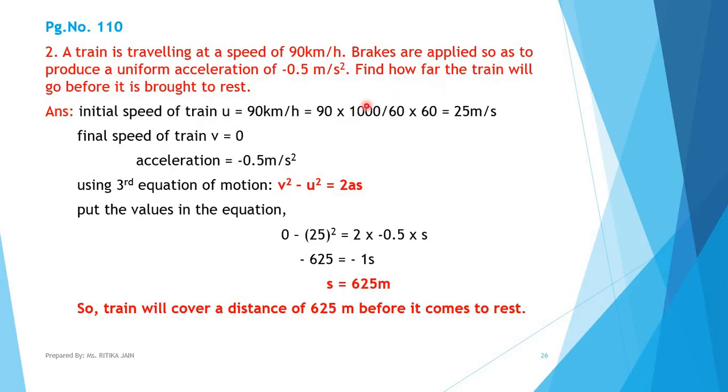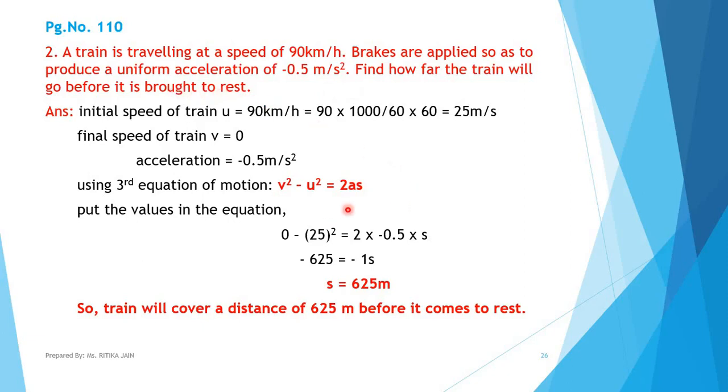Find how far the train will go before it is brought to rest. So this is the hidden meaning here. The train is brought to rest, means the final velocity or final speed of the train is 0. Okay, and you have to calculate the distance which will be travelled by the train before it comes to rest.